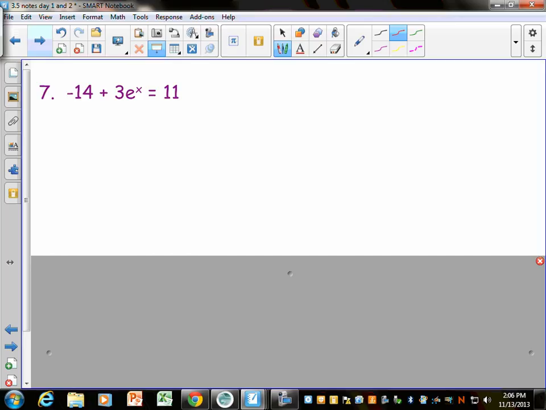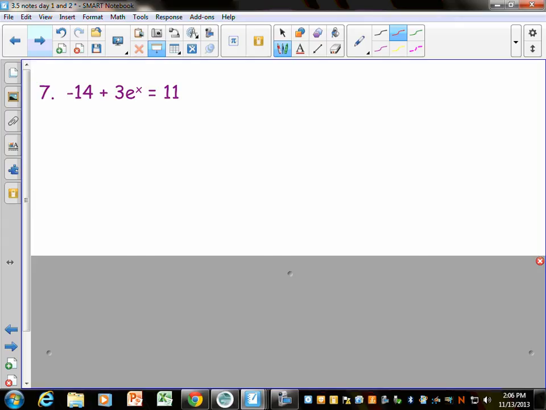Two more here. We haven't done any with e yet, but remember that e and ln go together. So when I see a problem with e in it, I know that I'm probably going to need to ln at some point. But don't ln right away. You need to get that e by itself, or as much by itself as you can, to begin with. So do the algebra. Just get e to the x by itself.